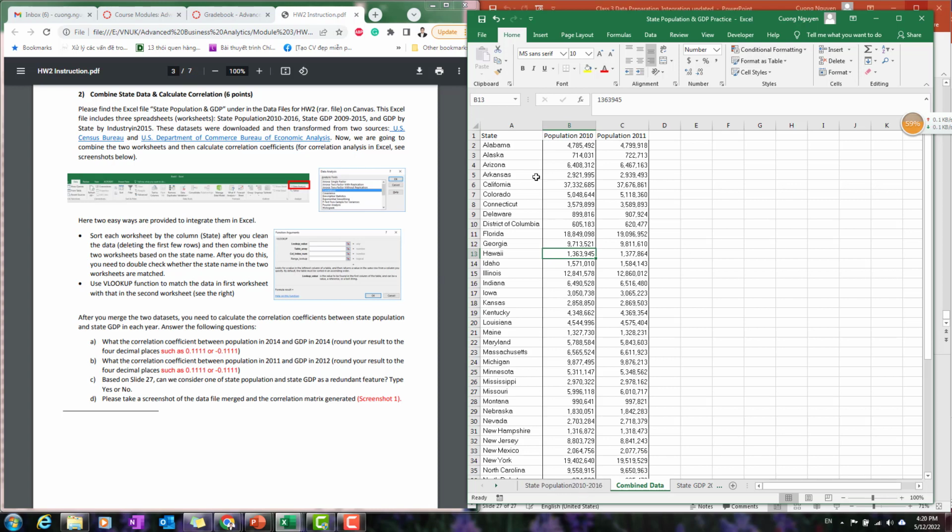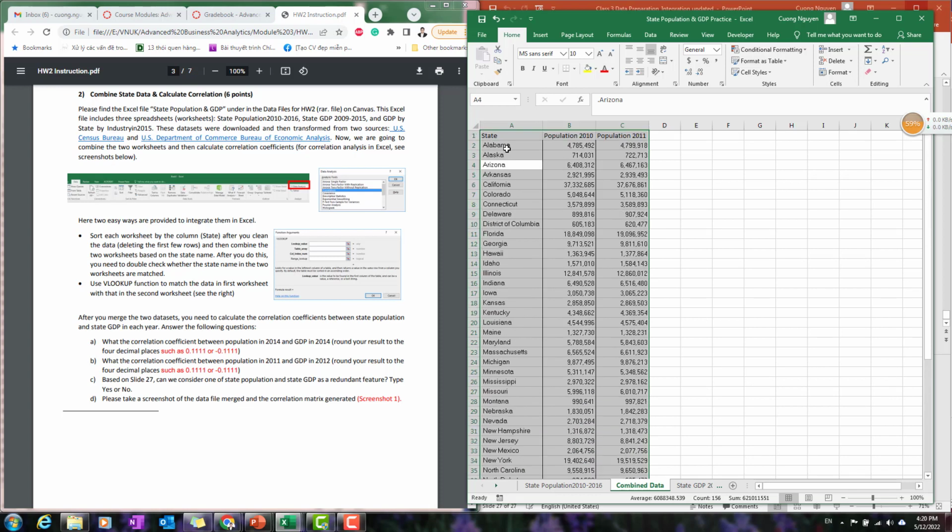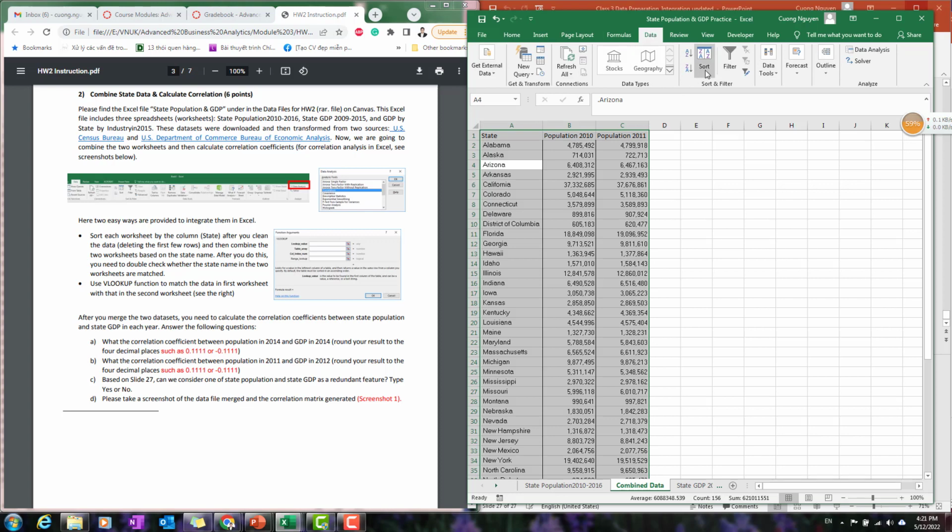Now the other thing is I will try to sort this data, because when I sort the data, I can make sure all the states are in alphabetical order, and when I combine the two data sets, that will be much better. So I go into Data and then go to Sort.